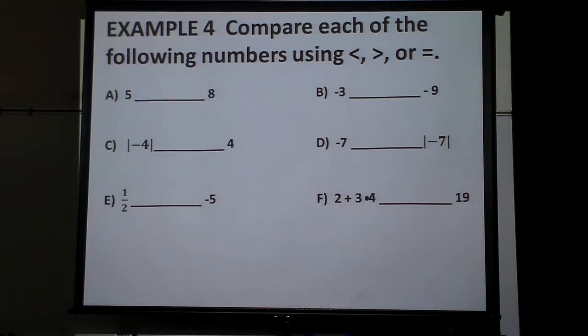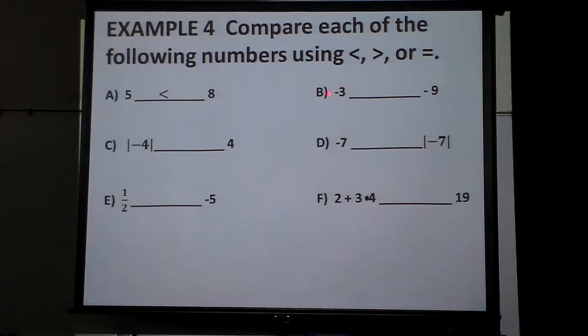What I'm going to say is this. 5 is smaller, so it's always going to point to the smaller number. Or somebody may have told you, like, if you made it into a cookie or the Pac-Man, it would eat the larger one. Or like if it's an alligator, the alligator's mouth always eats the larger one. The open side always eats the larger one.